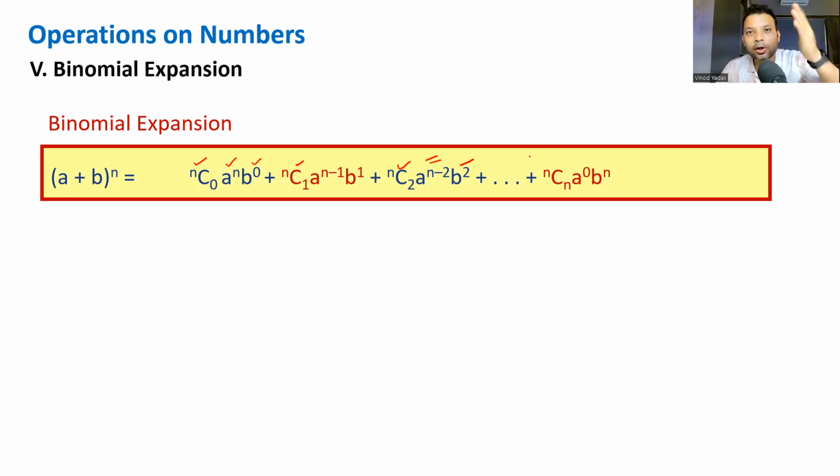Ye chalta rahega till you exhaust all the pattern. Last pattern kya hoga? When all the A's got replaced by all the B's, isn't it? So if you see carefully, every individual term follows one pattern.